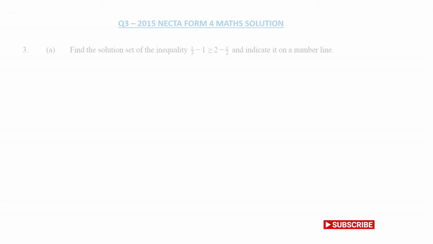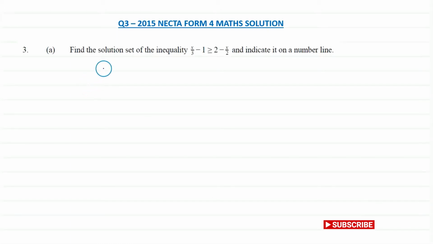So let's start. For question 3a, we are asked to find the solution set of the inequality x over 3 take away 1 greater or equal to 2 take away x over 2. So I'm just going to write that here. x over 3 take away 1 greater or equal to 2 take away x over 2.